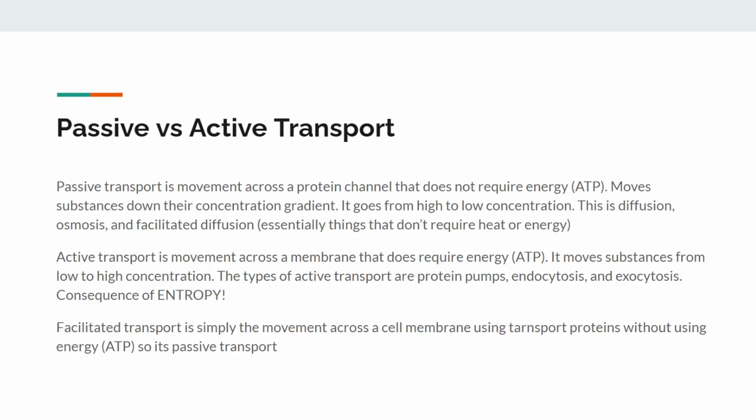So we have pumps, endocytosis, and exocytosis. Endocytosis is when things enter the cell, exo is when they leave. But before we do that, we have to learn about entropy. Well, we don't have to learn about entropy.